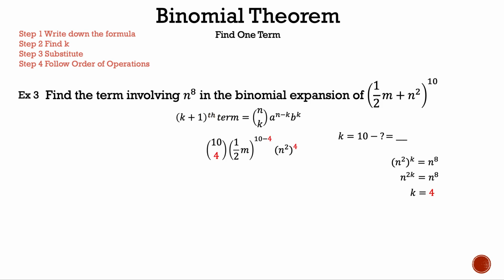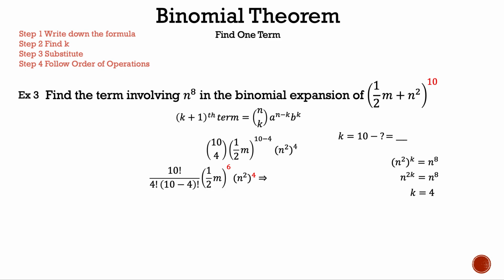Now let's substitute 4 into the formula. And now we have 10 choose 4 times the quantity of 1/2 m raised to the 10 minus 4 times n squared raised to the 4. Now let's write 10 choose 4 using factorials. So 10 choose 4 becomes 10 factorial over 4 factorial times the quantity of 10 minus 4 factorial. We have also subtracted 10 minus 4, which is 6, so our power of the quantity of 1/2 m is 6. Now let's take a look at both of our powers, 6 and 4.